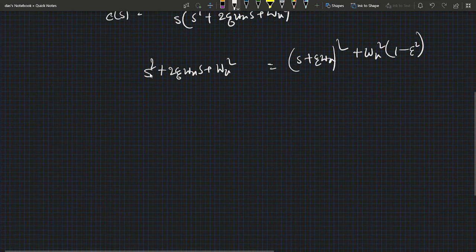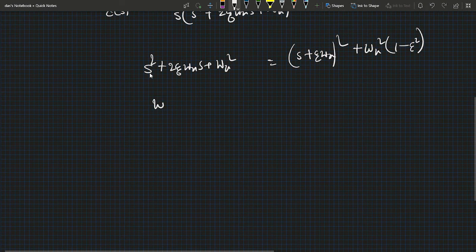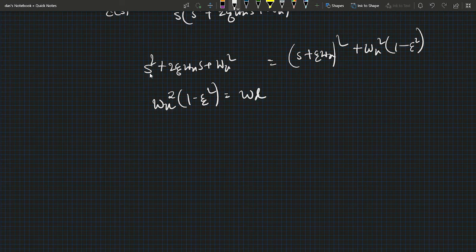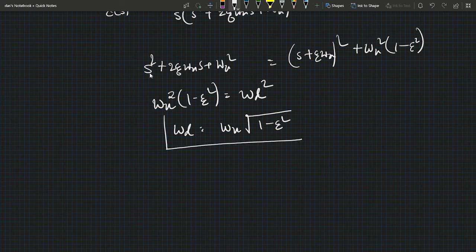Now one thing should be remembered, that this term is very important, omega n squared into 1 minus zeta squared. Basically this term is known as damped frequency omega d squared. So here omega d equals omega n root over 1 minus zeta squared. So this is the damped frequency in our second order time domain response. Therefore we rewrite this output expression in another form.